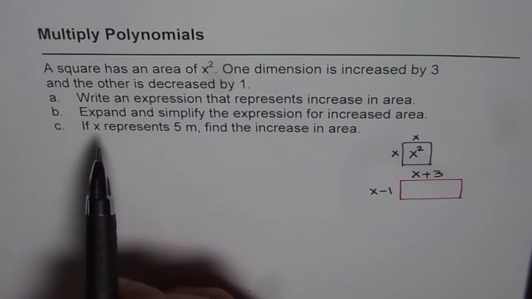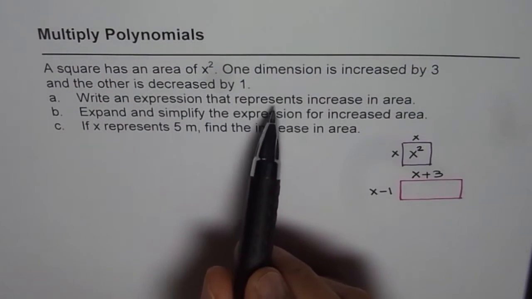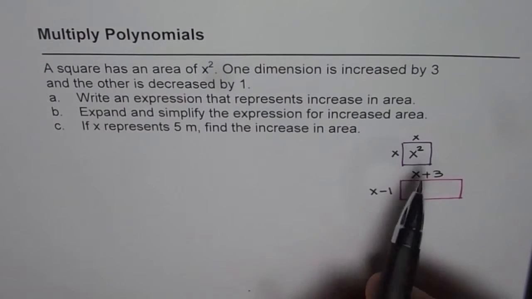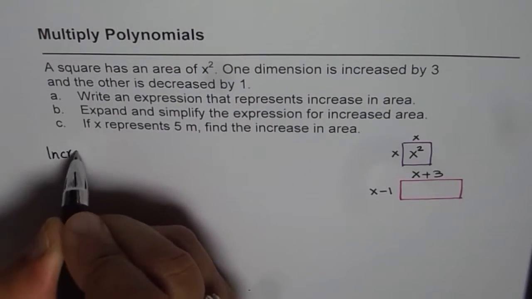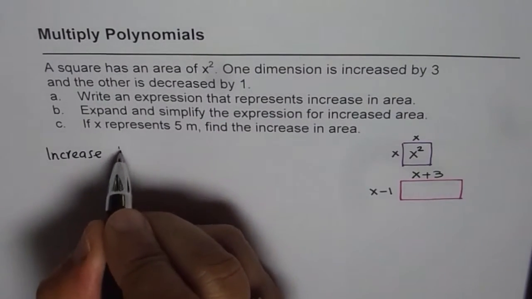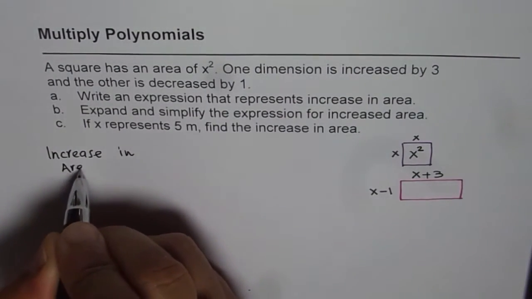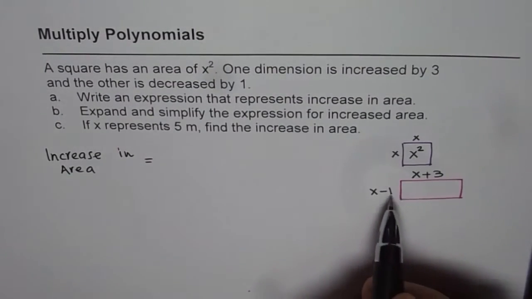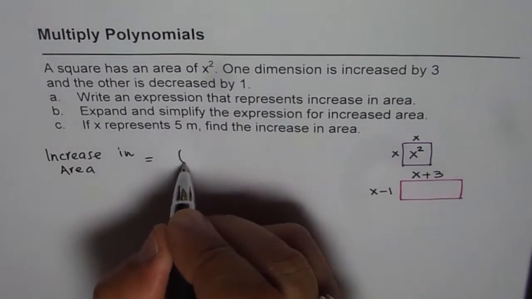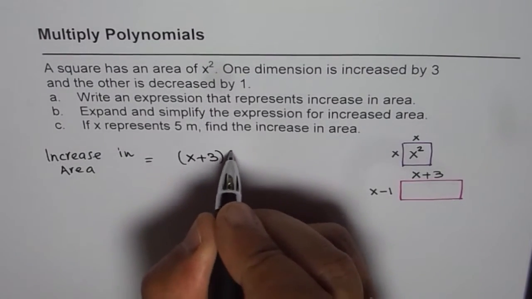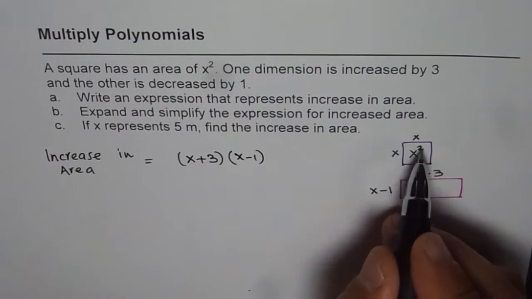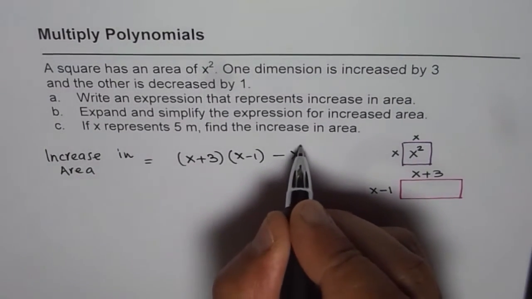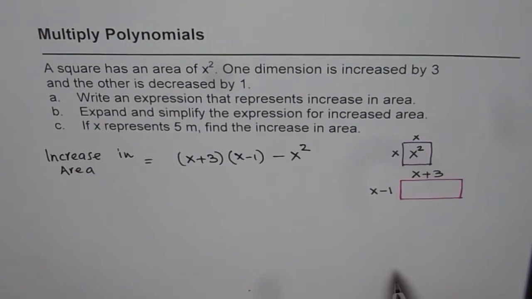Now part A is write an expression that represents increase in area. So initial area, final area. So increase in area is equal to, the final area is x plus 3 times x minus 1. And the initial area was x square. So we'll take away the initial area. So difference between the two areas, increase in area. So that is part A.